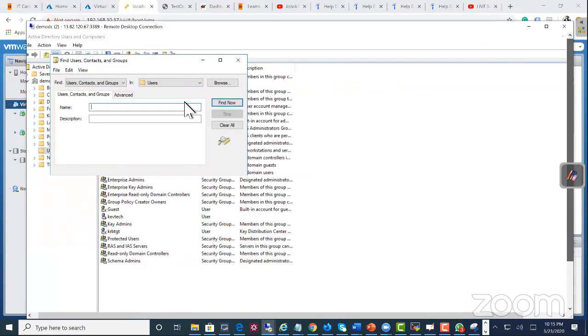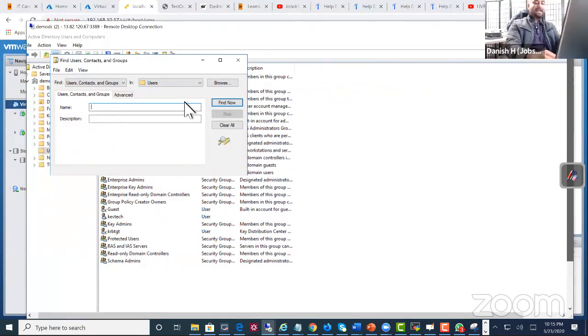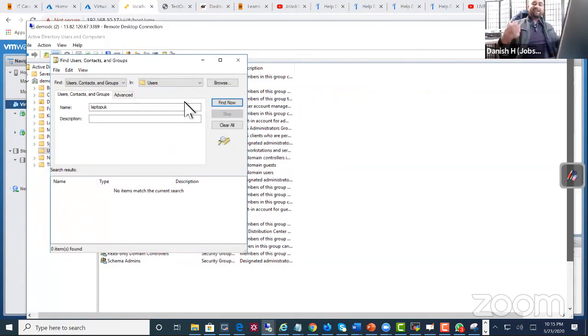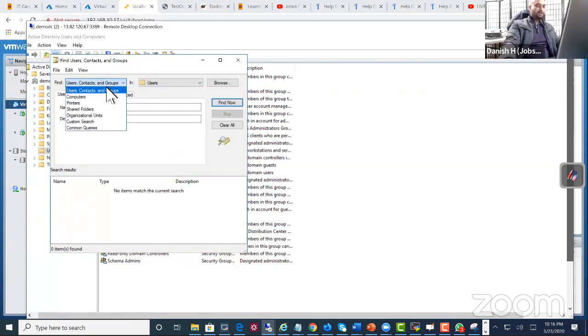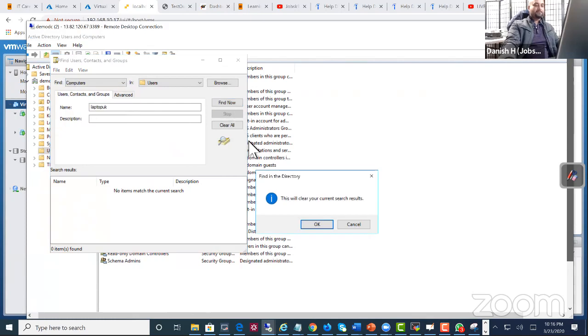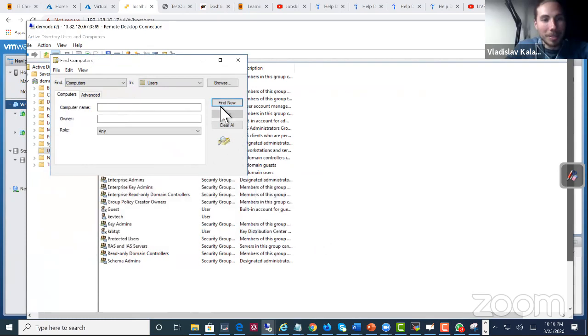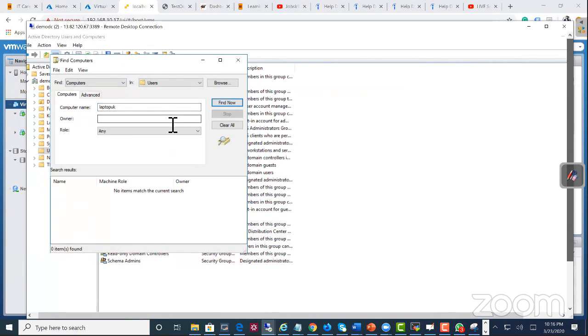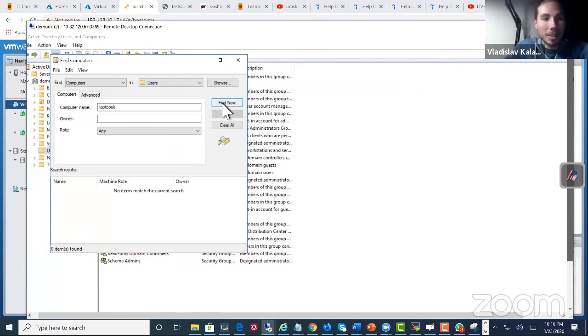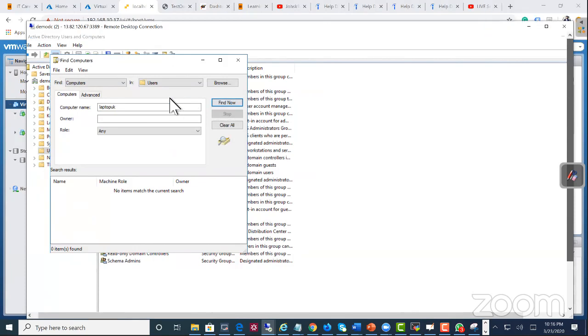But if I have to find that machine right now, let's do this practice. Laptop UK. Why am I not able to find that? This is a very common mistake a lot of newbies make. Because we need to try to find it in all devices. You have users, right? So we could change it to computers. It's find computers, so basically we are trying to find out the computer name.